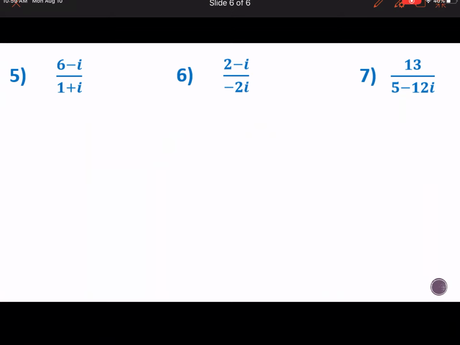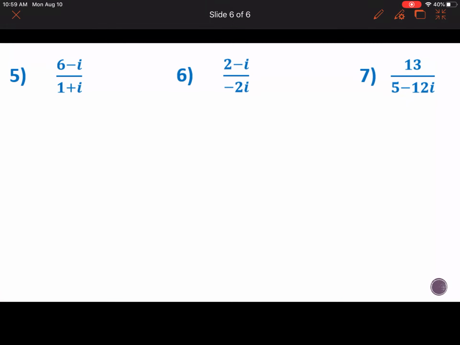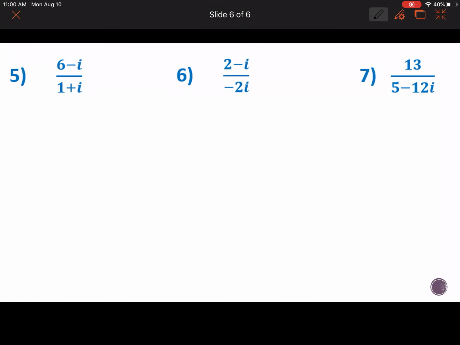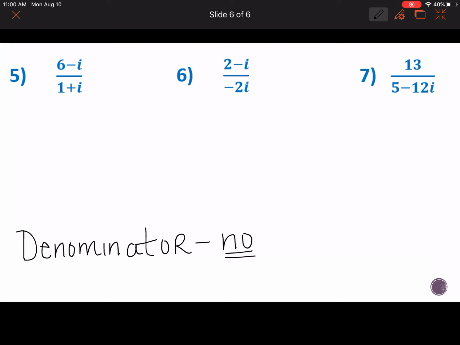When dividing complex numbers, we cannot allow imaginary terms in our denominator. So the denominator should have no imaginary terms.